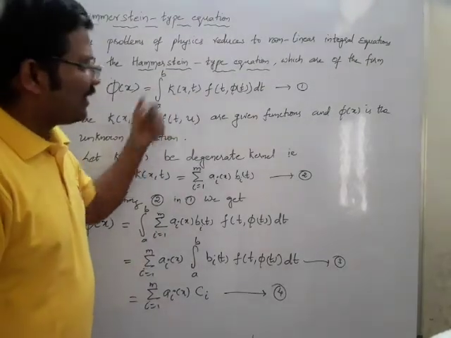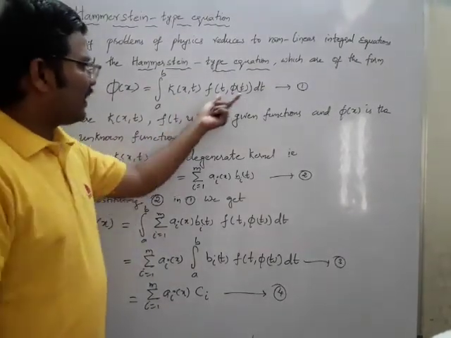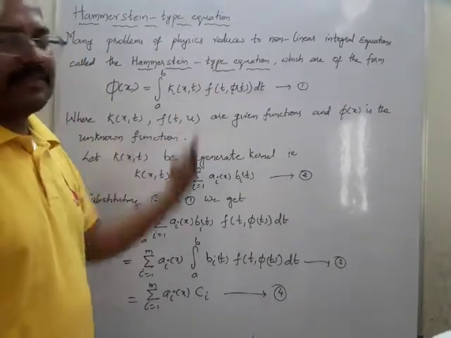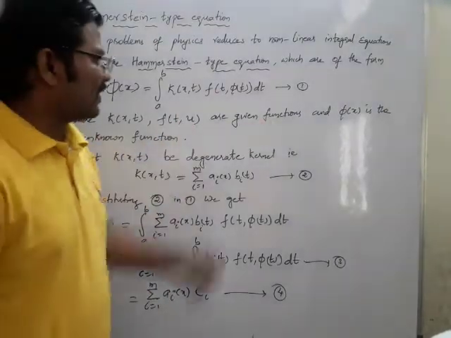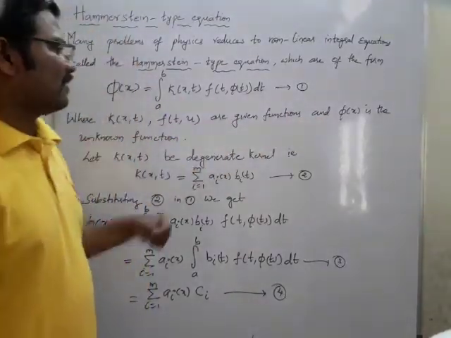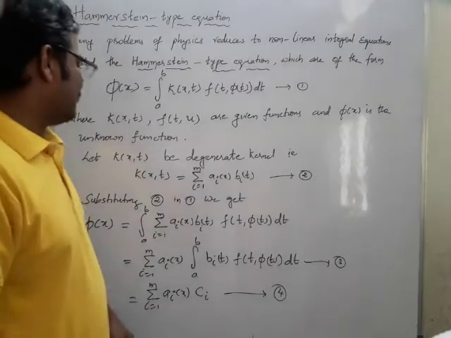Where k of x comma t is a kernel and f of t comma phi of t, I am taking as f of t comma u. U is any function, maybe phi of t or anything else among the given functions. And you already know that phi of x is the unknown function. This unknown function, you have to find the value of phi of x.